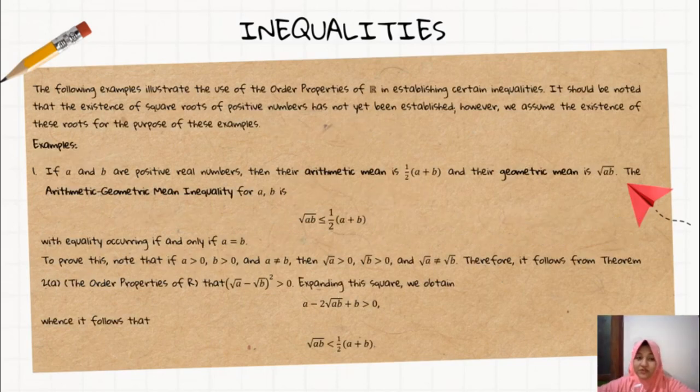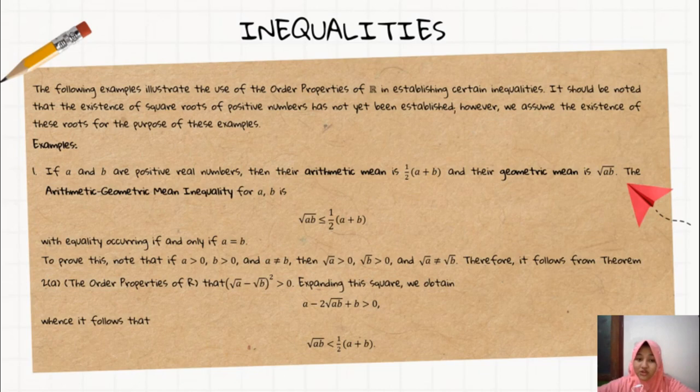The following examples illustrate the use of the order properties of real numbers in establishing certain inequalities. It should be noted that the existence of square roots of positive numbers has not yet been established. However, we assume the existence of these roots for the purpose of these examples. Example number 1. If a and b are positive real numbers, then their arithmetic mean is 1/2 times (a plus b), and their geometric mean is the square root of ab. The arithmetic-geometric mean inequality for a, b is: the square root of ab is less than or equal to 1/2 times (a plus b), with equality occurring if and only if a is equal to b.